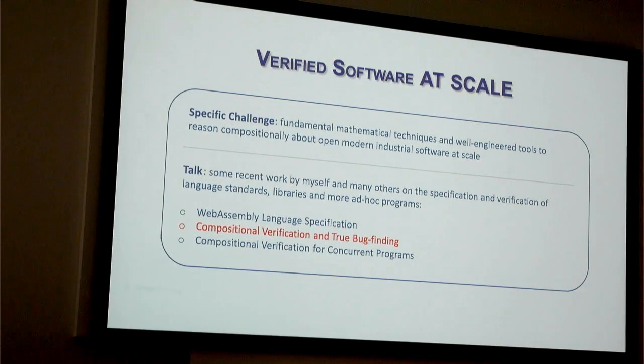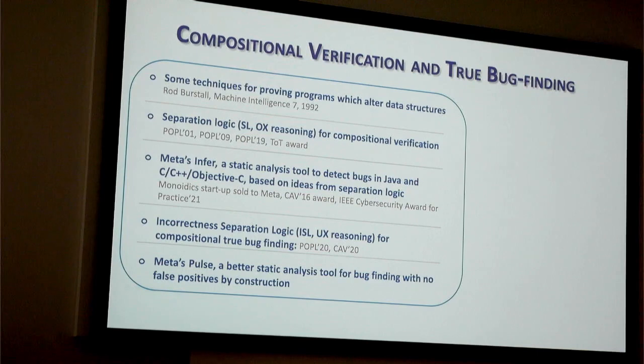The next one I want to talk about is compositional verification and true bug finding. So, Rob Birstall started this off. In some sense, Peter O'Hearn and John Reynolds were reinventing what he was doing, and I think John knew more about it than most because he'd lived through it. But I hope people don't forget Rod, because it's a fascinating paper. It isn't all tied down, but our intuitions are embedded in that paper.